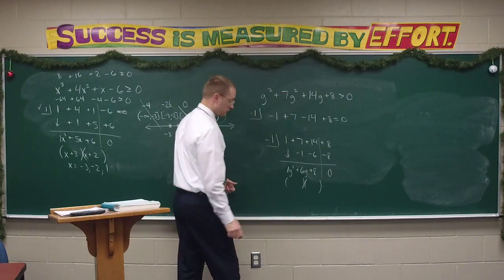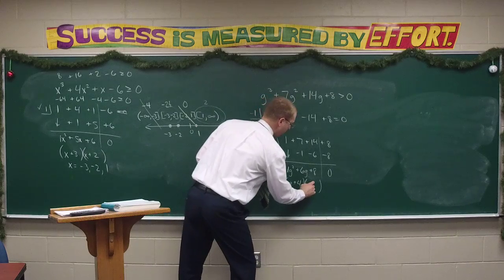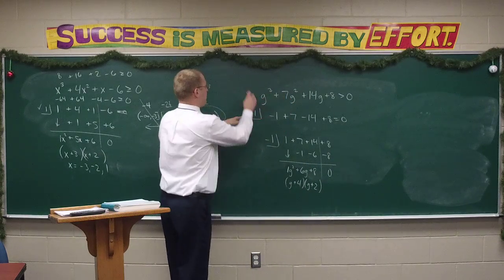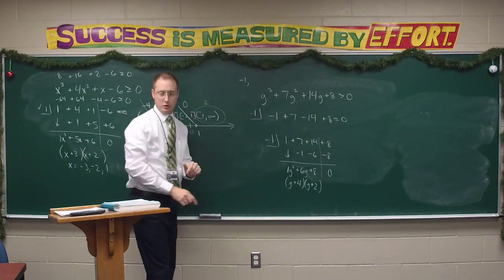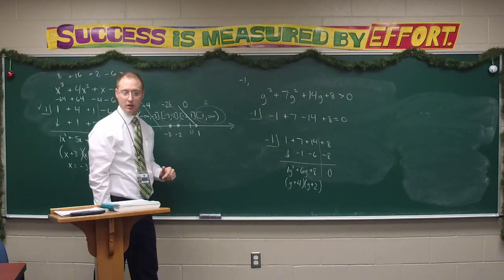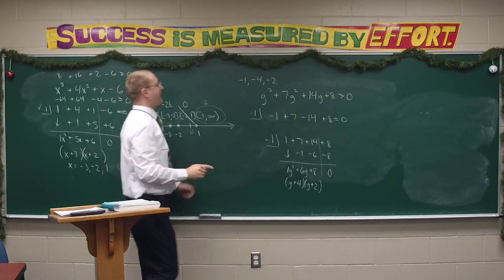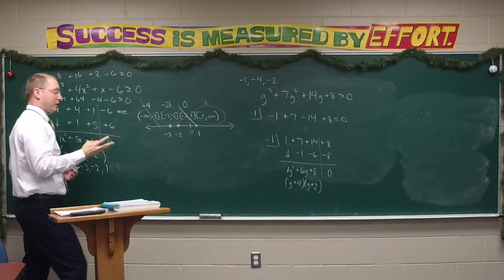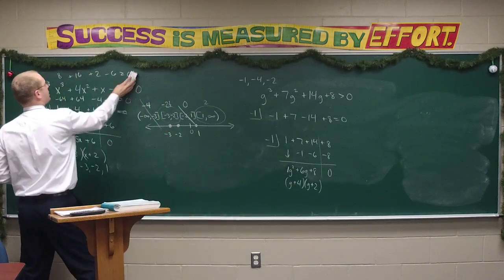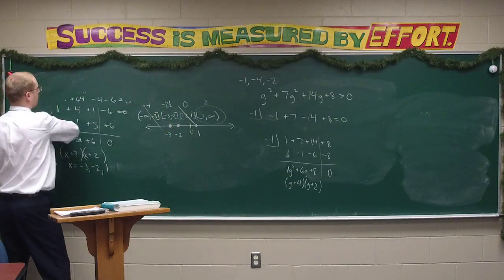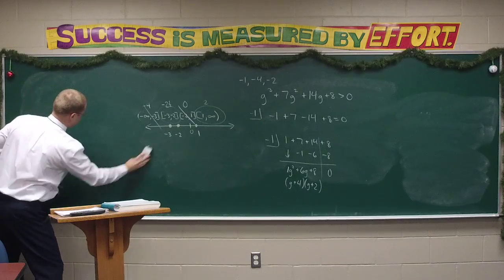G plus 4, G plus 2, which means I already have negative 1 as a separator point. What are my other 2 separator points, Kendall? -4 and -2. You're doing this with me, remember. So 3 separator points means how many ranges on the number line, class? 4 different sets of values.